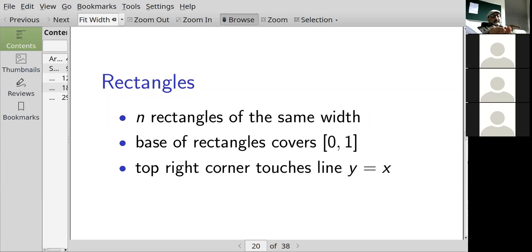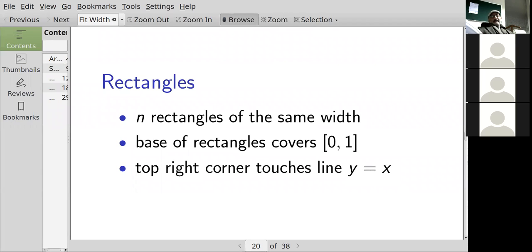The next rectangle runs from 1 over n to 2 over n. So it has a width 1 over n, and then from x equals 2 over n, I draw a vertical line up until it hits the line y equals x. So what's that point? Y equals what? 2 over n, right? Then I draw the top of the rectangle, which has a width 1 over n, and then I draw a line down. That gives me my second rectangle.